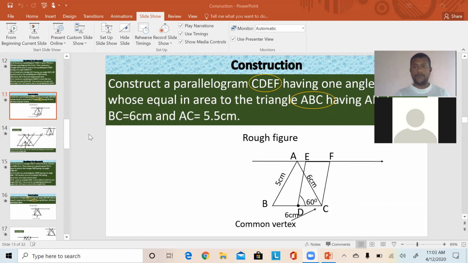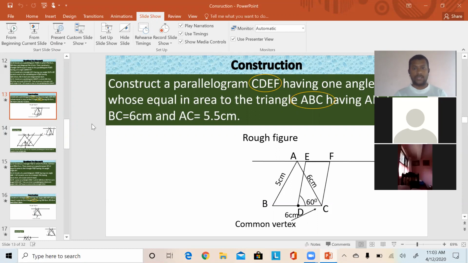Once again, welcome you all in today's class. So today also we'll discuss one construction and then I'll try to share you one out problem of geometry.